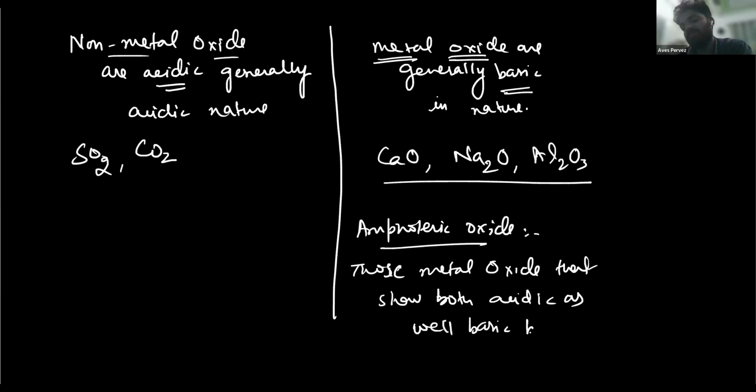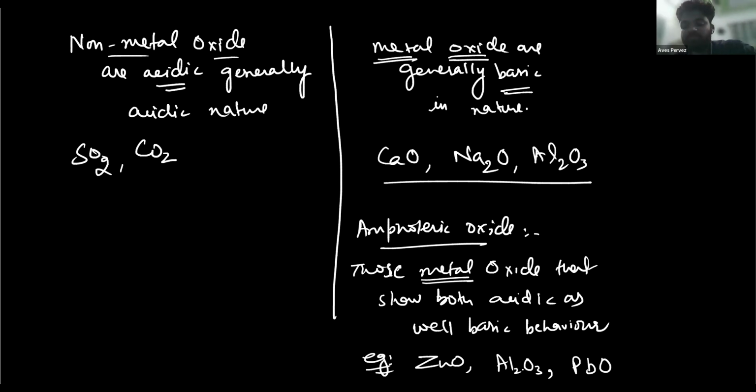Amphoteric oxides are only metal oxides. They are not non-metal oxides. For example, amphoteric oxides are ZnO, which we have studied, Al2O3, PbO. These are all amphoteric oxides. You understood? They show both acidic as well as basic behavior.